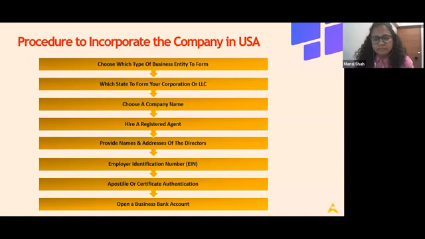Once we receive the approved article of incorporation from the state, the next step is to go to the federal agency, which is the IRS, and apply for an employer identification number. So technically there are 2 steps. Once you are done with the state, you go to the federal agency and apply for the EIN number. Once you get the number, the next step is to get the bank account opened or the apostille of certificate of authentication. We are going to discuss this again in the later slides.